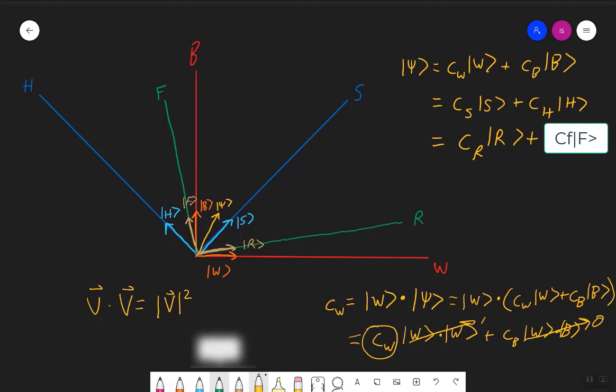Great, and by the same logic, you can isolate C flat. Oh, I don't know why I wrote S here. Hopefully you caught that mistake. That's supposed to be an F.